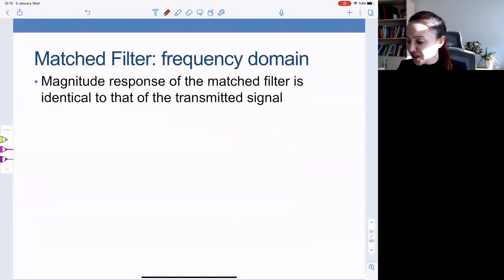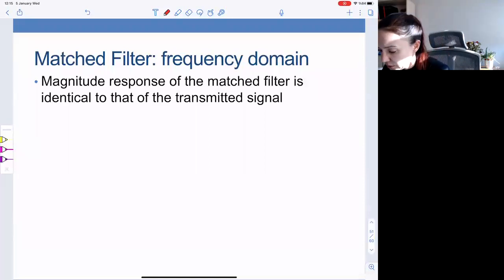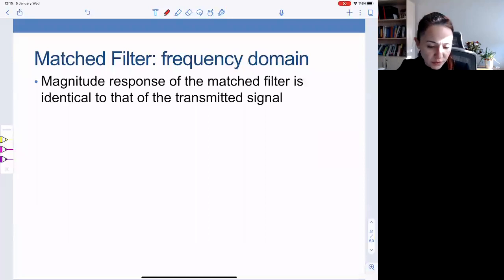Now, let's spend just a little bit of time thinking about the frequency domain representation of the matched filter.